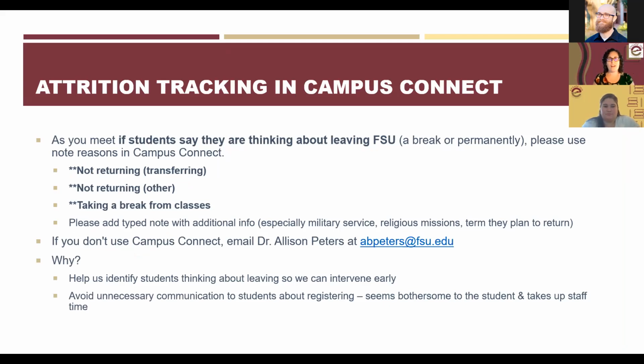We are trying to track very closely attrition from the institution. As a reminder, we've been doing this for, I guess, about a year now. We have some note reasons in Campus Connect. So if a student tells you that they're thinking about leaving FSU, either if they're taking a break maybe for a semester or two, or leaving the institution permanently, there are some easy, quick note reasons you can add in Campus Connect that help tag those students. It helps us a lot if there's additional information about what the students are planning to do, especially if they're doing military service or religious mission. That's helpful because those are cohort exclusions and help us with our retention and graduation rates.